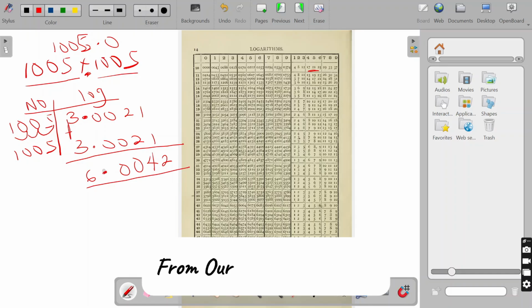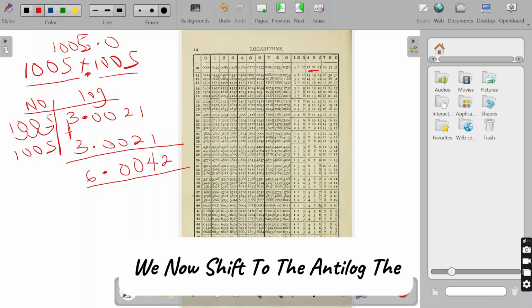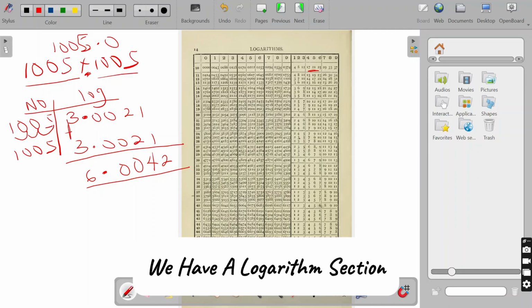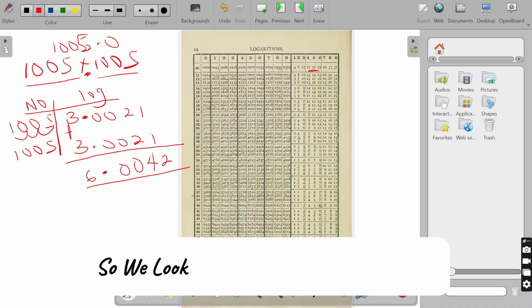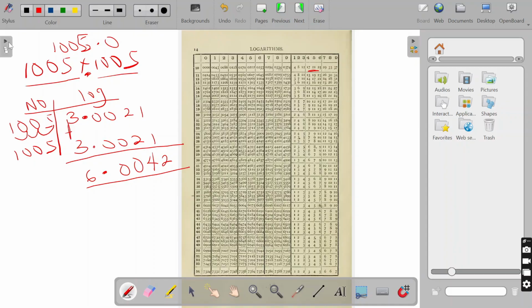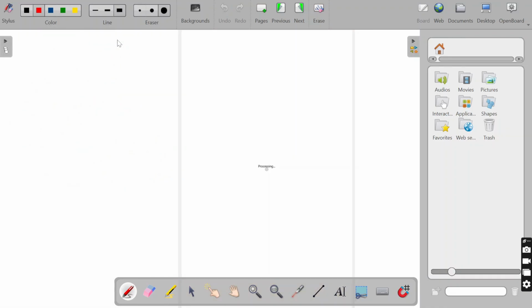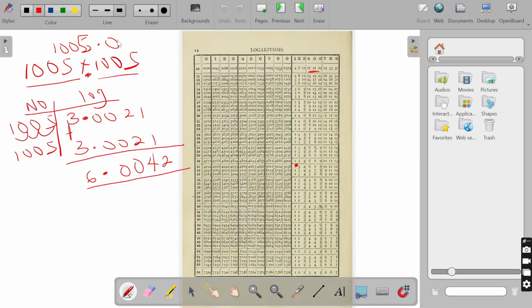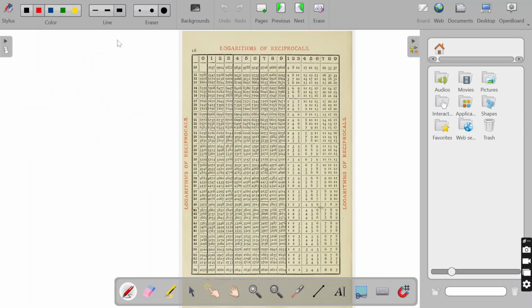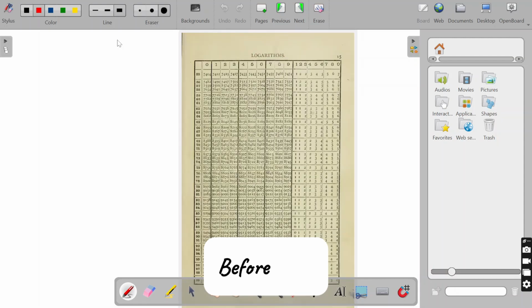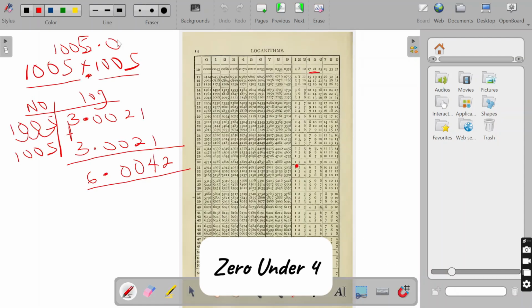So from our four-figure table, we now shift to the antilogarithm of the logarithm. We have a logarithm section and we have the antilogarithm section. So we look for the antilogarithm section. But before then, let's quickly check it. 0.00 under 4. So this is how to check it.